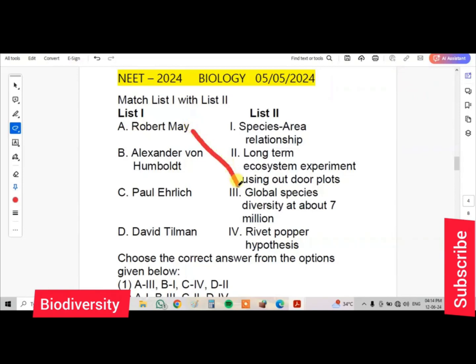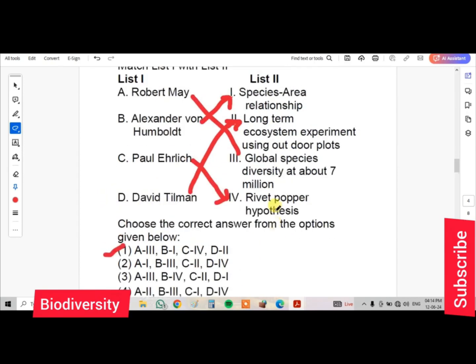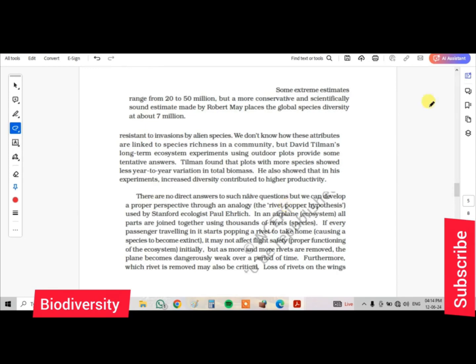Robert May, global species diversity at 7 million. Option 3. Alexander von Humboldt, and it's species area relationship. And Paul Ehrlich, Rivet Popper hypothesis. And last, David Tilman is about long-term ecosystem experiments using outdoor plots. And it is option 1, 3, 1, 4, 2. And you can see in detail about each scientist from the NCERT lines here and from the chapter known as biodiversity. Thank you.